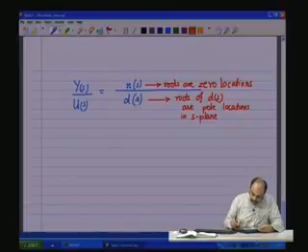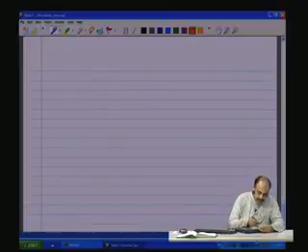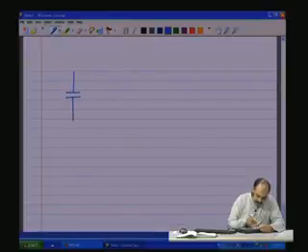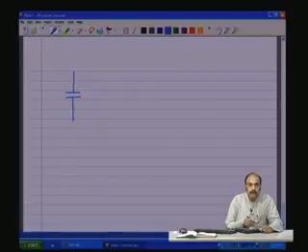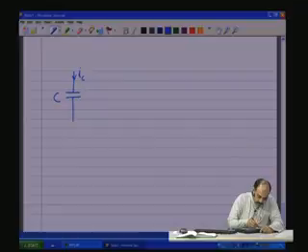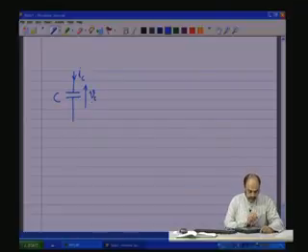Now, consider a capacitance. How do we represent the capacitance in the pole 0 domain or in the Laplace domain? We have a capacitance, we have a capacitance current which is flowing, and there is a voltage across the capacitance which is the state variable, which is V c.